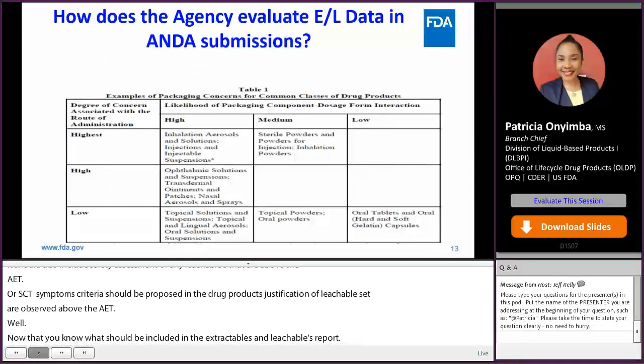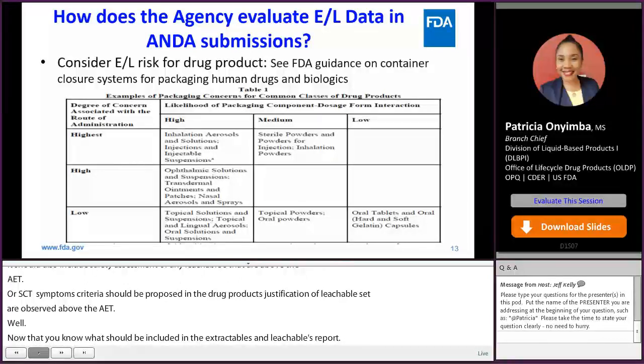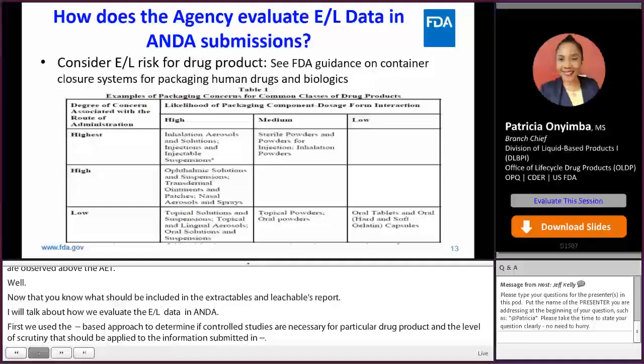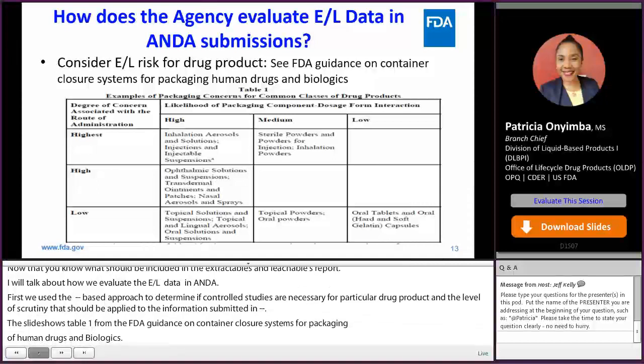Well, now that you know what should be included in your extractables and leachables report, I'll talk about how we evaluate the EL data in your UNDAs. First, we use a risk-based approach to determine if controlled EL studies are necessary for a particular drug product and the level of scrutiny that should be applied to the information submitted in the UNDA. This slide shows Table 1 from the FDA guidance on container closure systems for packaging of human drugs and biologics.